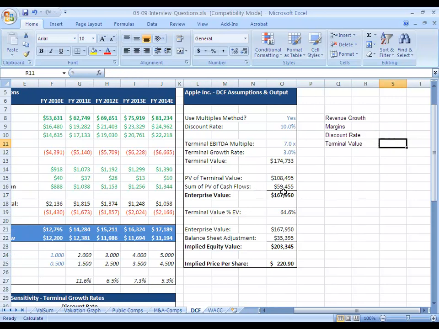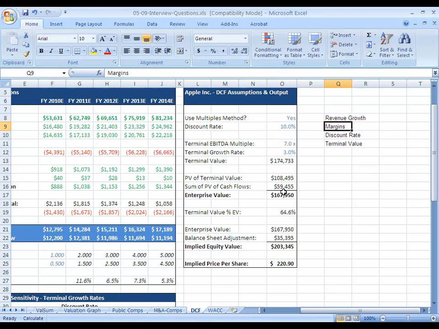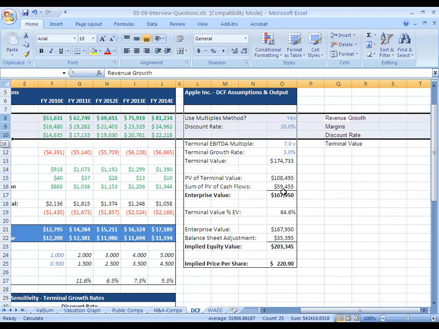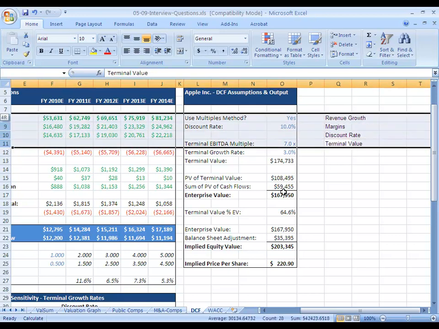For this one, the short answer is that the terminal value will pretty much always have the biggest impact, simply because most of the time it's going to comprise over 50% of the value in a DCF. After that, revenue growth, margins, discount rate, these all have a substantial impact, but it's hard to say which one specifically is going to have the biggest impact. It really depends on the company and the numbers that you're looking at, but most of the time terminal value is going to have a larger impact than any of these.